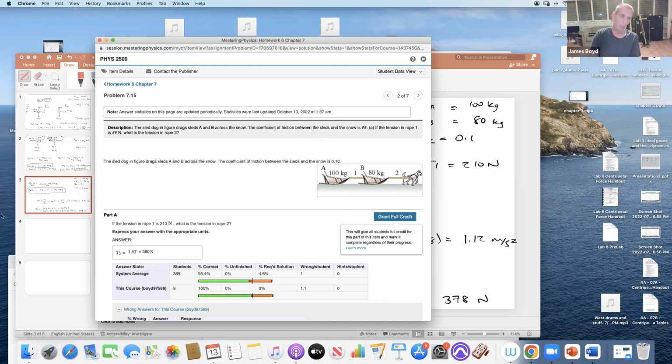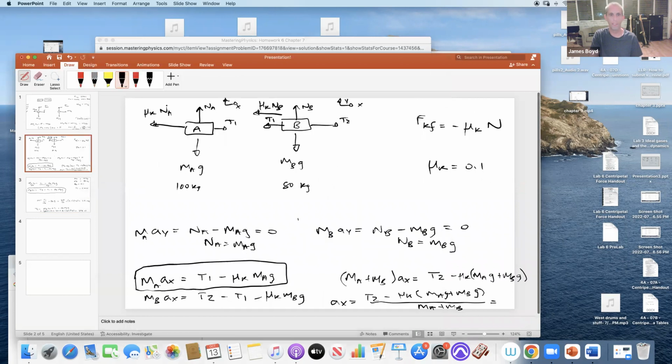So this problem is about drawing the free body diagram correctly. Each of these has a normal force. Each of them has a weight. There's a tension T1 from A to B, and there's a tension T1 from B to A. There's a tension T2 from B to the dog, but there's also friction on both of these. Friction on A goes to the left, friction on B goes to the left. And that's how we got these diagrams.